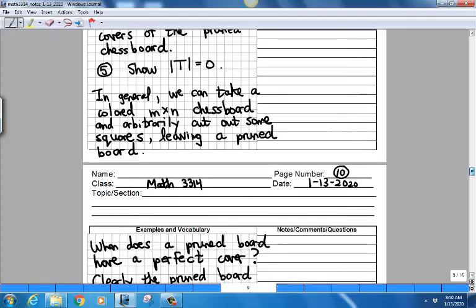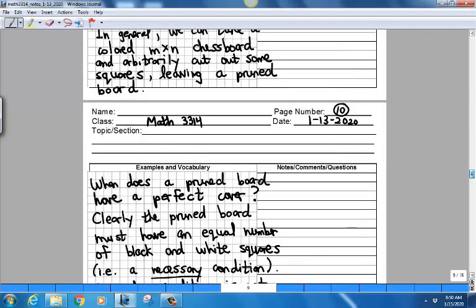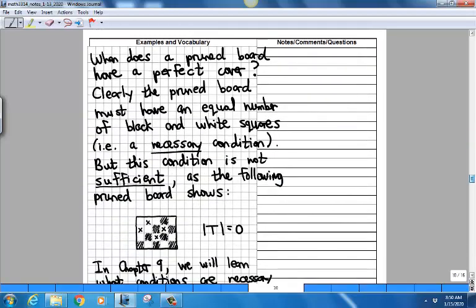By the way, that makes it kind of obvious that if you take a pruned chessboard and you want to have a perfect tiling of that, you must have an equal number of black and white squares, right? Because that was the issue that caused us to not have a tiling of that prior chessboard. It had 32 black squares and 30 white squares left. That's not an equal number, right?